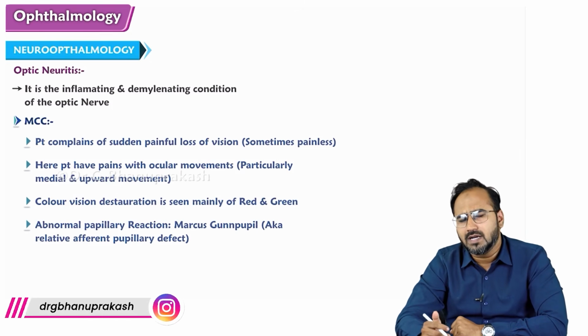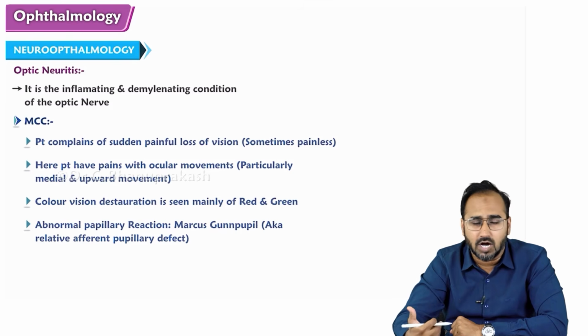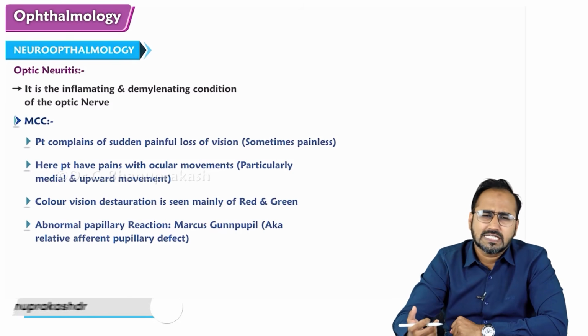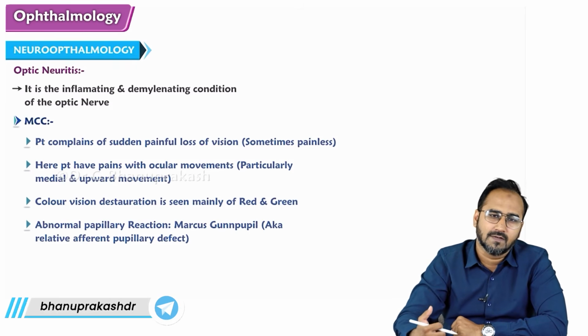Retrobulbar neuritis means what? Inflammation of the optic nerve which is not involving the optic disc. That is, the back portion of the optic nerve is getting involved and inflamed, not the optic disc. So anyways, we are discussing optic neuritis, that is inflammation of the optic nerve with the optic disc getting inflamed.